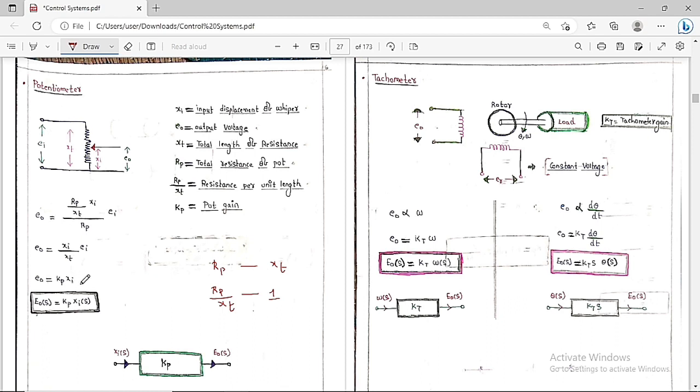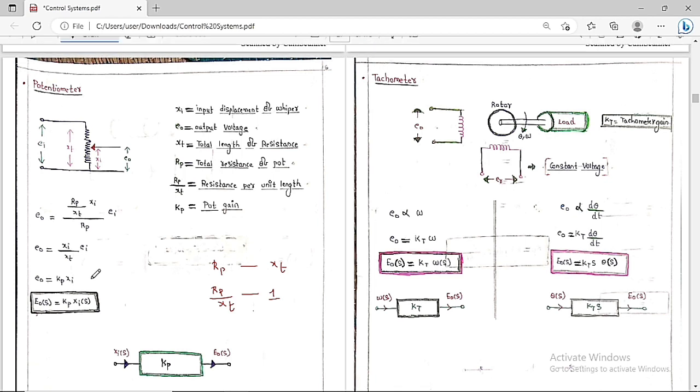So Xi is the input displacement of the wiper and E naught is the output voltage. So this is the relation: E naught is equal to Kp into Xi. This is the time domain. If you apply the Laplace transform, we get E naught of S is equal to Kp into Xi of S. So this is the relation between the output voltage and the input displacement.